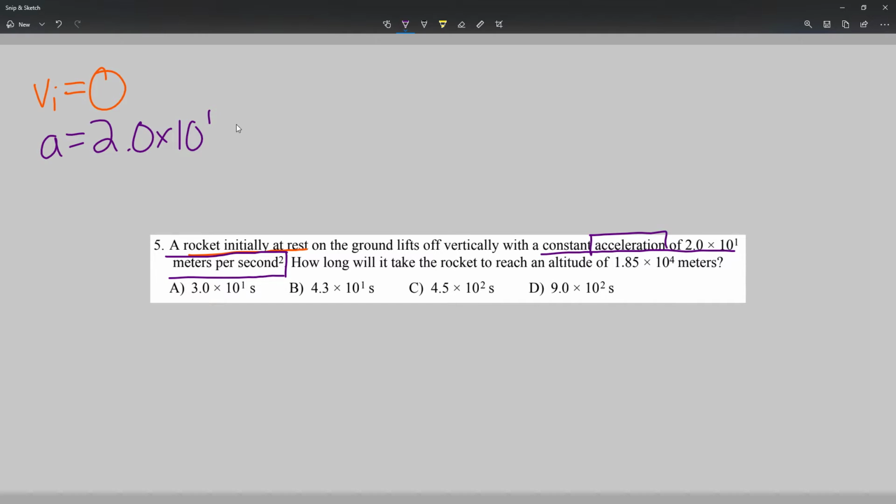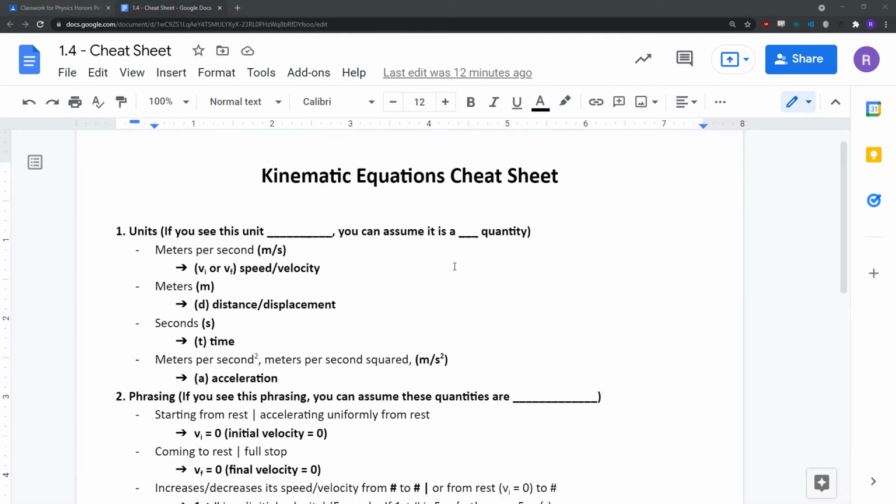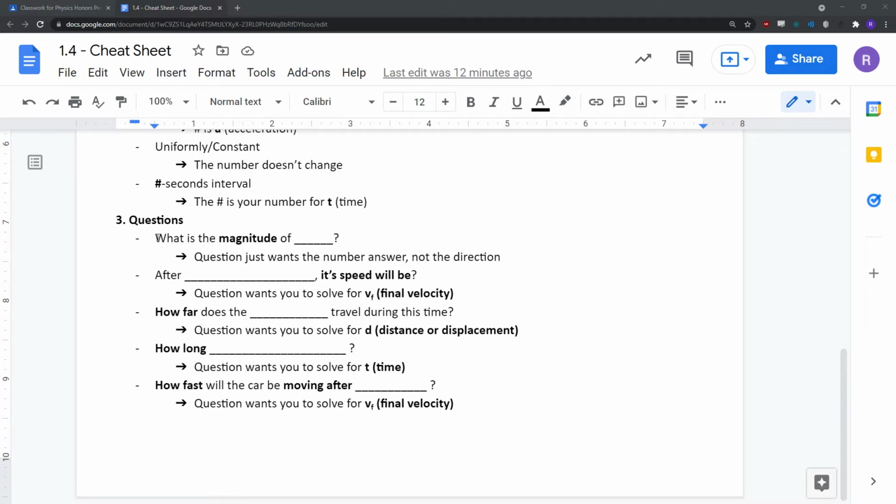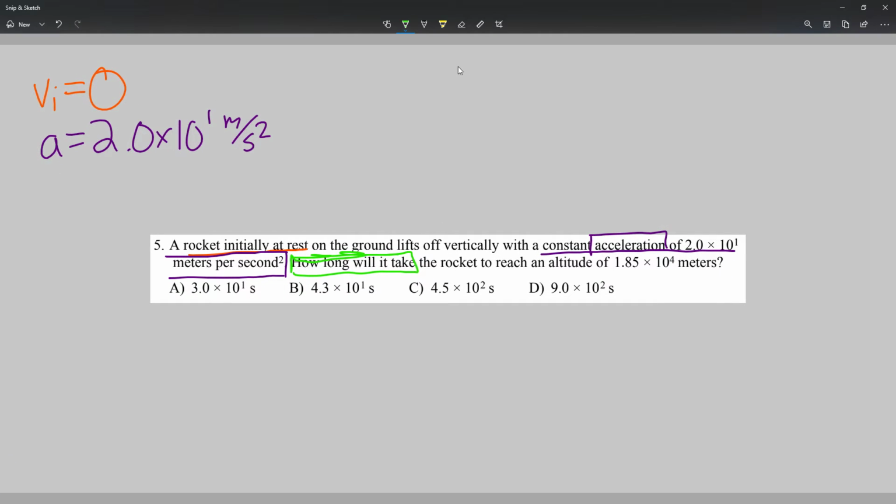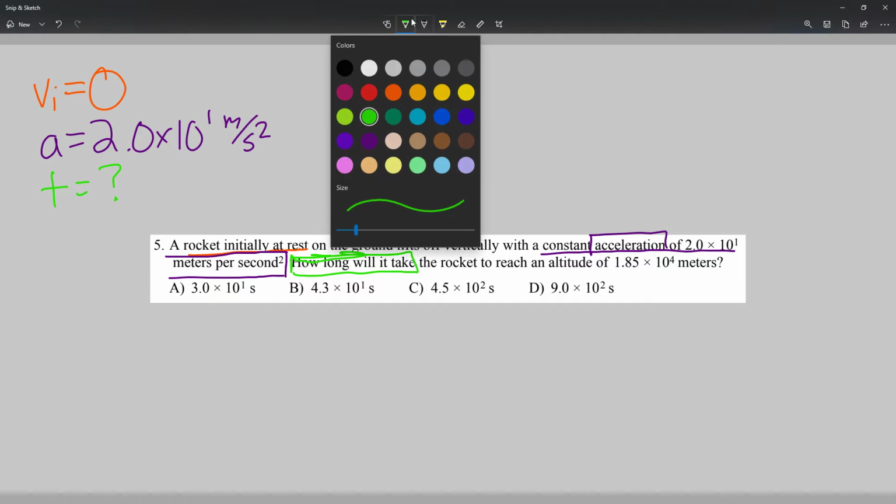0.0 times 10 to the 1 meters per second squared. And then how long will it take? That's a certain phrasing again. If you don't know what that phrasing means, you can just look at your cheat sheet. Look at the question's phrasing: how long will something take? That's going to be your time. We want to know how long it takes to get to that height.